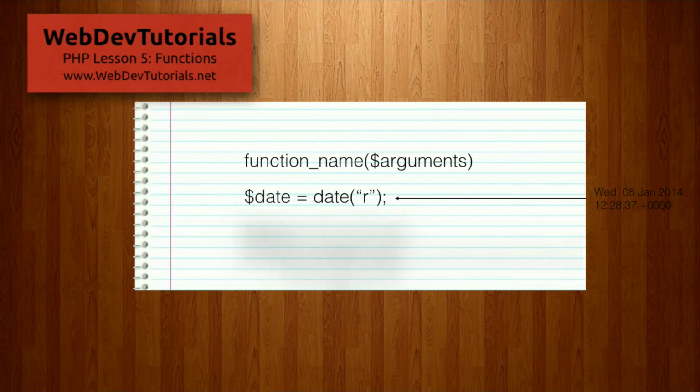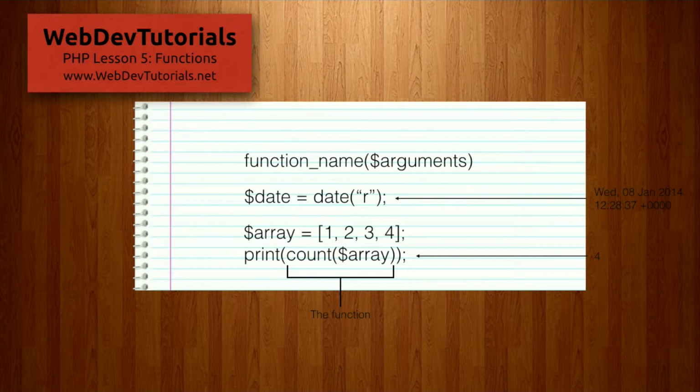Another common function is called count. This function takes one argument, an array, and returns the number of values within the array. If we create an array which has 4 values, and then later print count array, then we will see the number 4 on the screen.